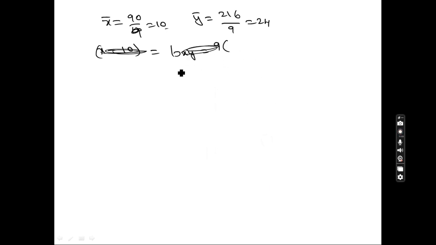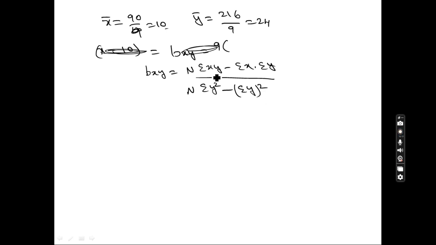What is the formula I am going to write here? Bxy is equal to n into summation xy minus summation x into summation y, divided by n into summation y square minus summation y whole square. This is the formula you need to remember. What is the meaning of n? N is 9, since 9 observations are there.